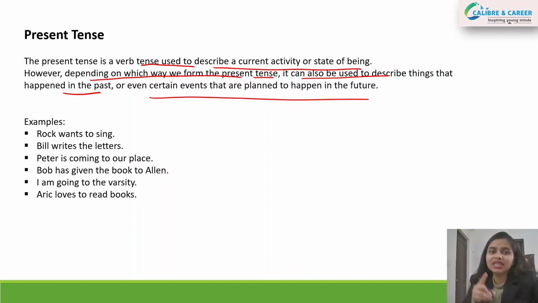You are referring to these things in the present sense, but you are referring to what will happen. There are certain events that are bound to happen in the future, so with respect to that, you will use your present tense. Like, Rock wants to sing. Bill writes the letters. Or Peter is coming to our place. Bob has given the book to Ellen.